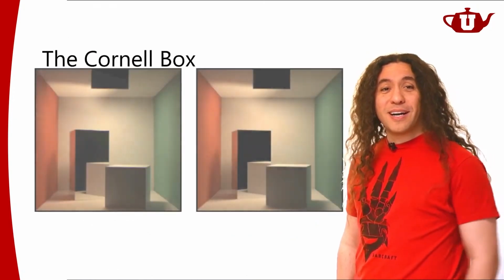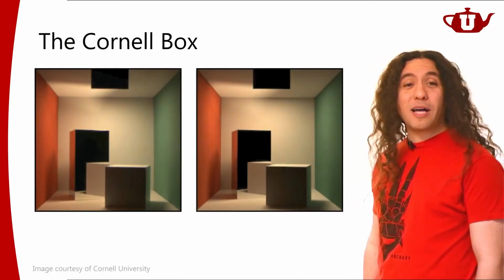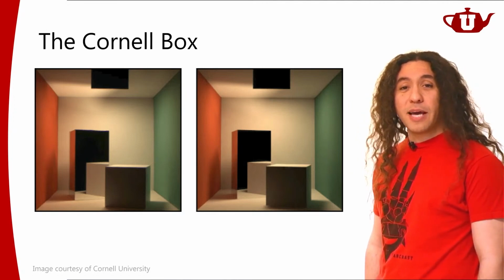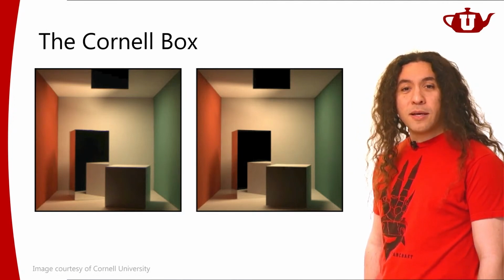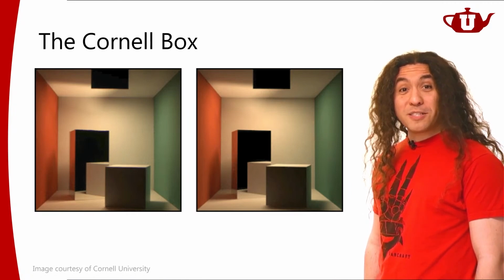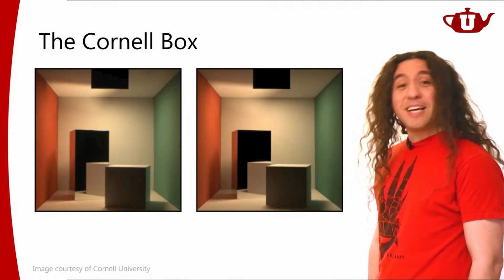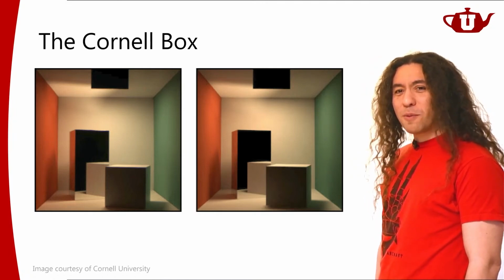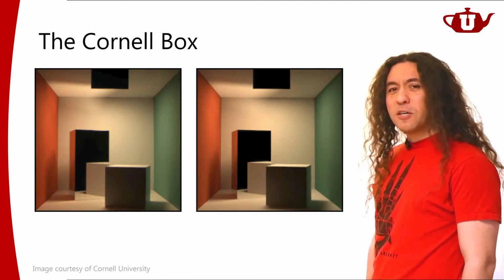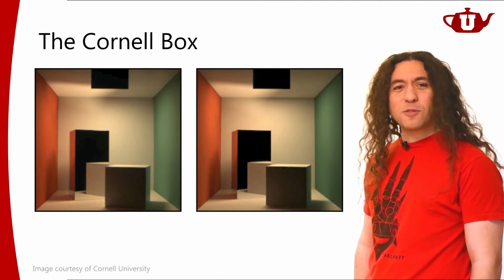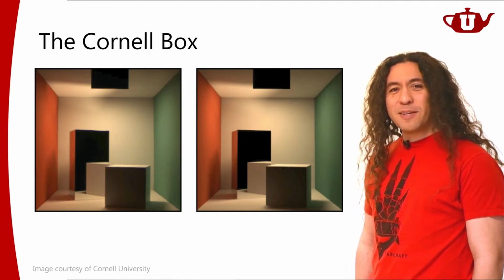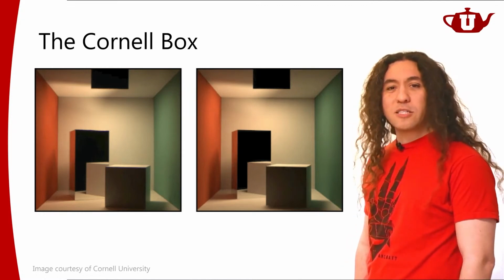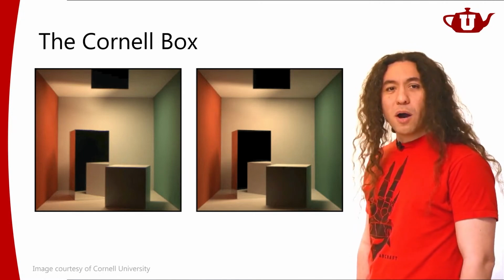Let me show you an example. There's an example Cornell box scene. You're seeing two of them because one of them is an actual photograph. The other one is a rendered image. Which one is which? Well, if you pay really close attention, you can see some differences between the two. And from those differences, you can guess which one is the photograph, which one is CG.